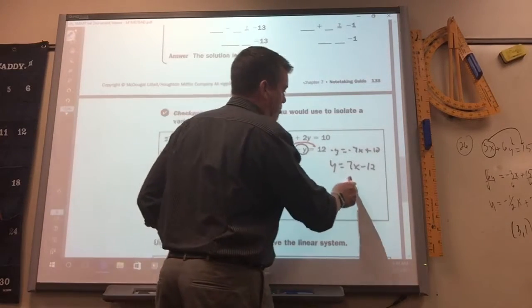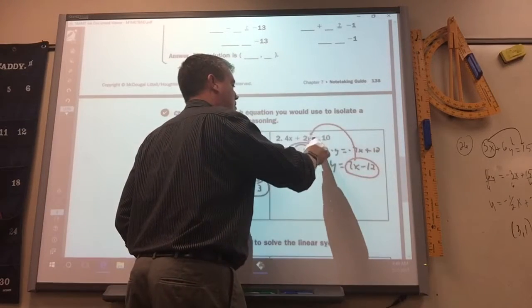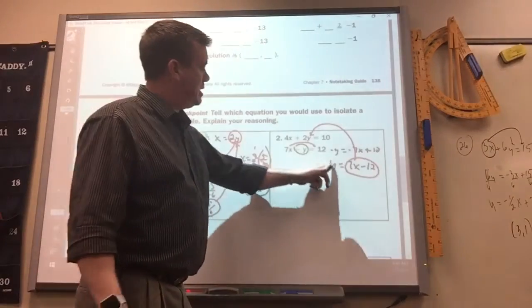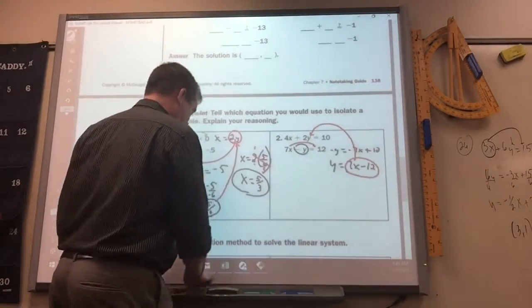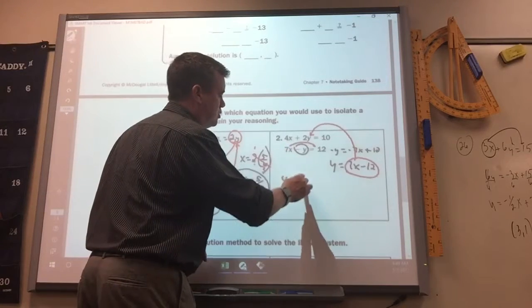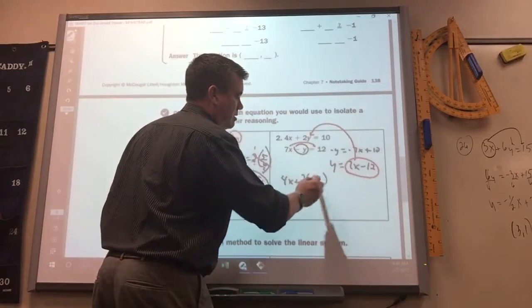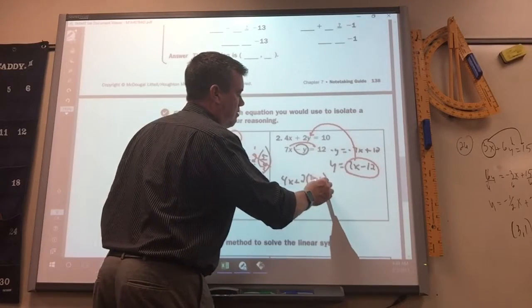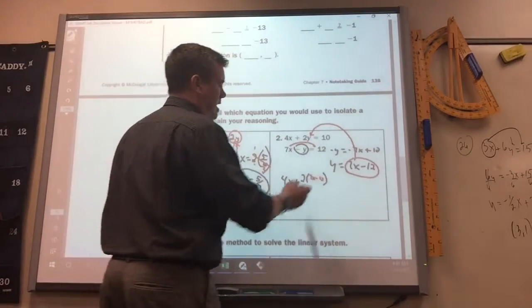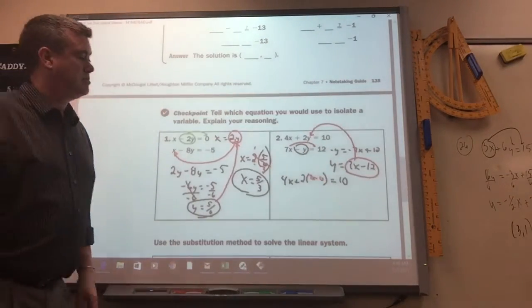So I want to put this in the other equation for the y. Replace the y with that. So when I rewrite it, I get 4x plus 2, and in place of the y, I've got to put 7x minus 12 equals 10. And then you solve it.